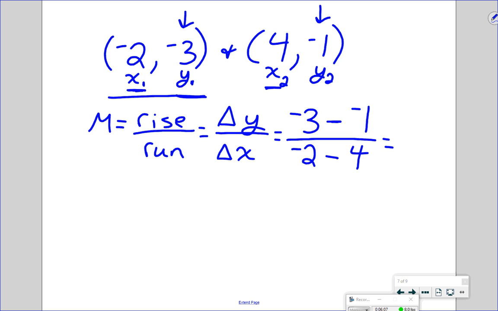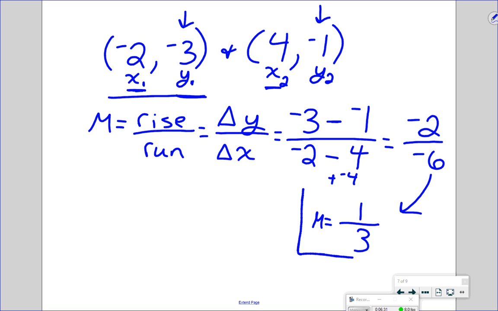Now, -3 minus 1 is the same as -3 plus -1. So that's -2 for your rise. -2 minus 4 is the same as -2 plus -4. So that's -6. And then I simplify. If you have a negative over a negative, that's going to become positive, and they can both be divided by 2. So my slope is 1/3 when it gets simplified.